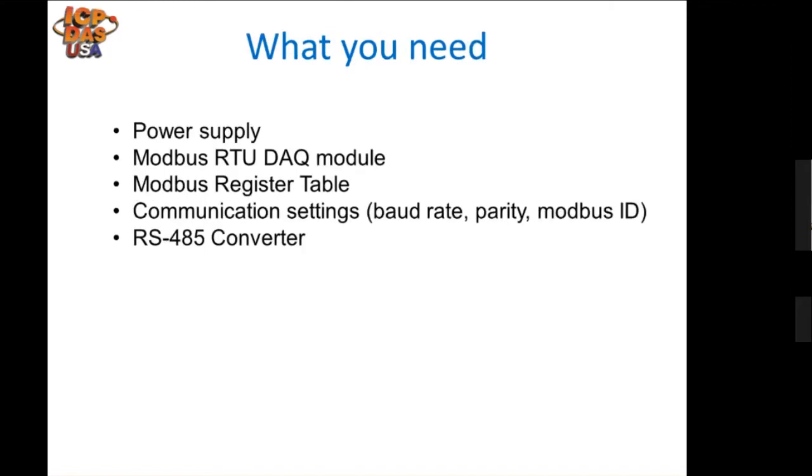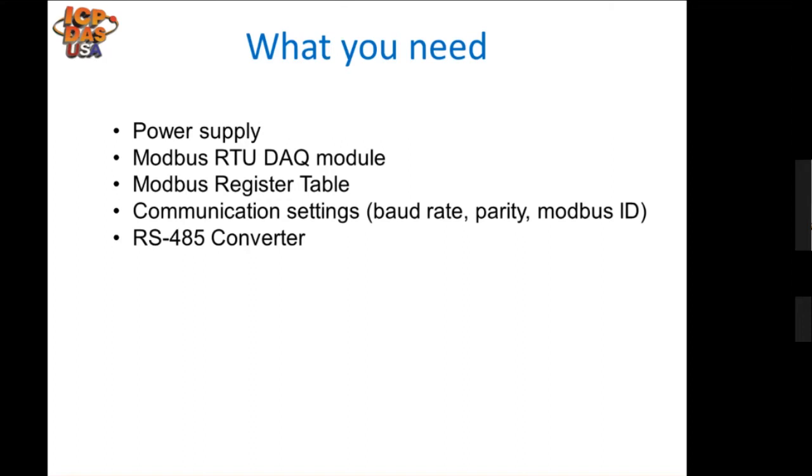First of all, what you need. You will need a power supply to power your analog input module. In this case, we're using our M7017 module for our data acquisition module. You need a Modbus register table, which we publish in our manuals and also in our Modbus register table manual. You need to know the communication settings, specifically the baud rate, parity, and Modbus ID.